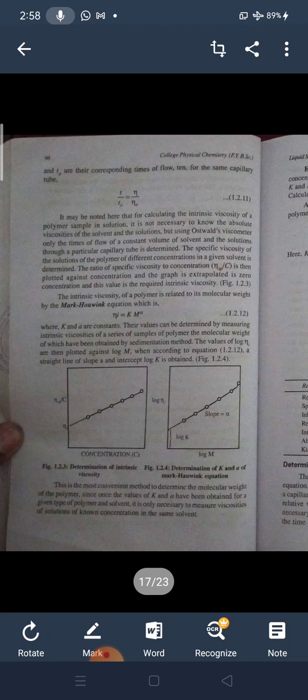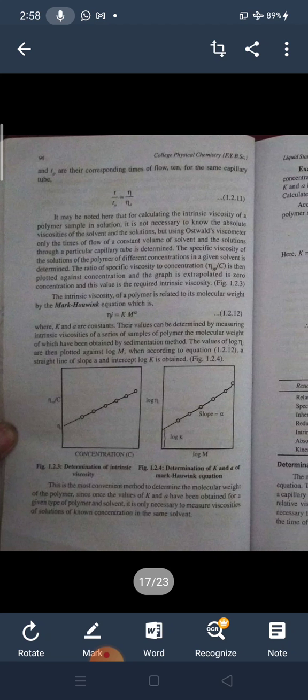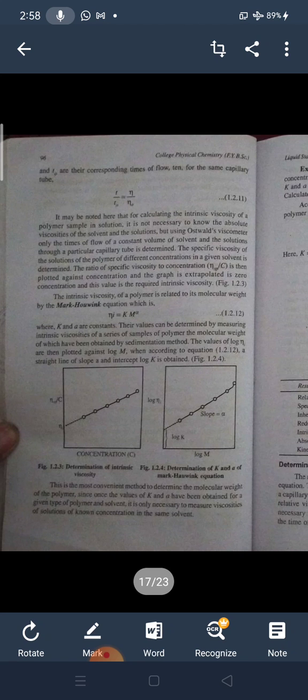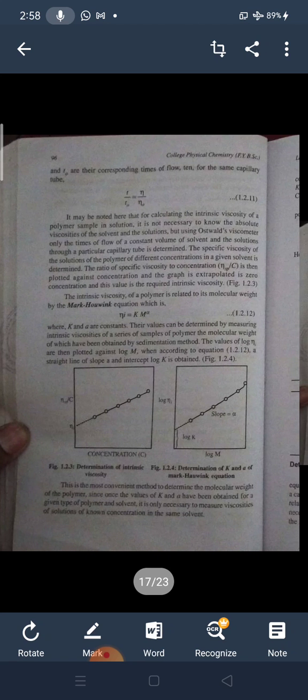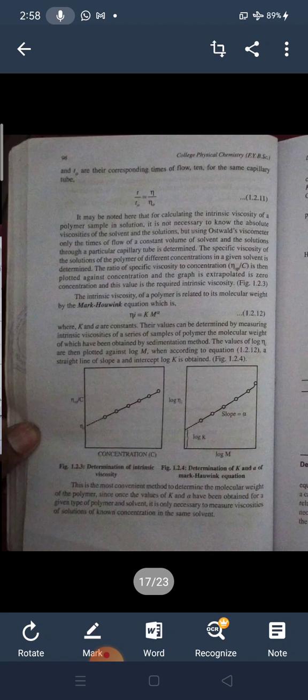The values of log eta I are then plotted against log M, and according to the equation it will give you a straight line with slope a, and the intercept log K is obtained. You will get the log K intercept, and the slope will give you the a value. Then the determination of the intrinsic viscosity, and here the determination of K and a of the Mark-Houwink equation.